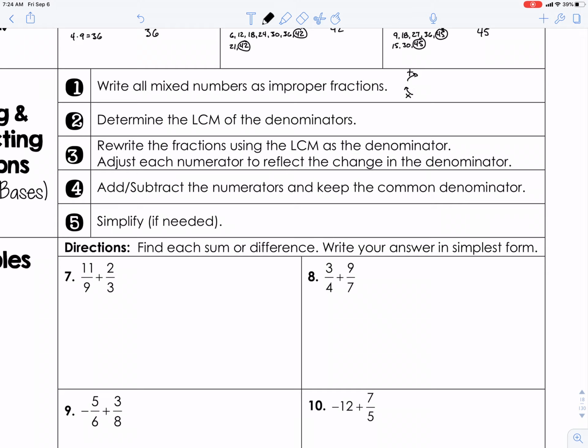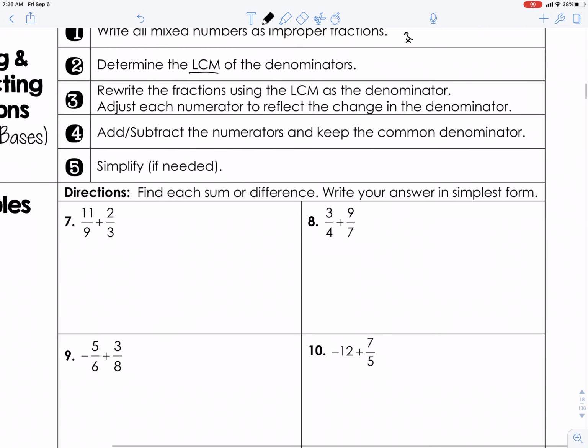Determine the least common multiple of the denominators. What number will both denominators go into evenly? Then rewrite the fraction using the LCM as the denominator. Adjust each numerator to reflect the change in the denominator. So I'll show you what that means here in a second.